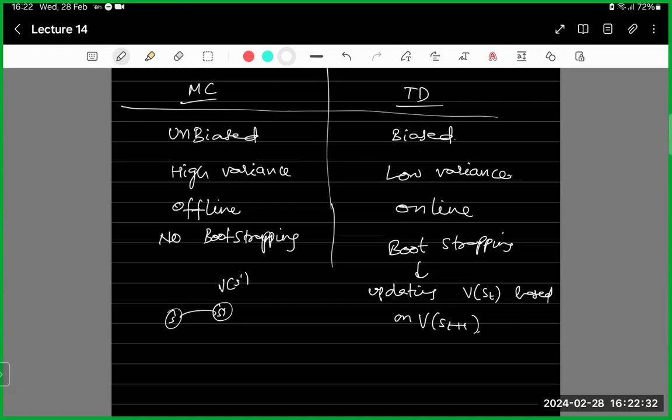So if you are not very sure whether your environment satisfies the Markov property or not, then the Monte Carlo method will be more useful because it is not using that property, right? If you know that your environment is Markov, then the TD method is good because it is exploiting that property by doing the bootstrapping. But if you are not sure whether your environment satisfies the Markov property or not, then maybe it's better to use Monte Carlo methods. Okay. So these are some differences, some important characteristics of these two algorithms.